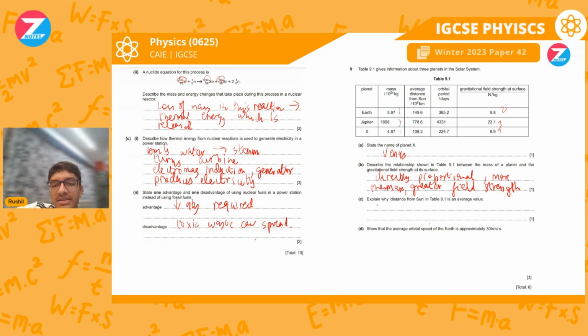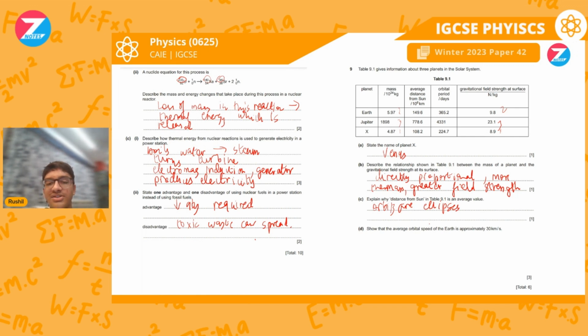So we can say that since the orbits are ellipses and not actually circles, we use an average value because the distance is not fixed.